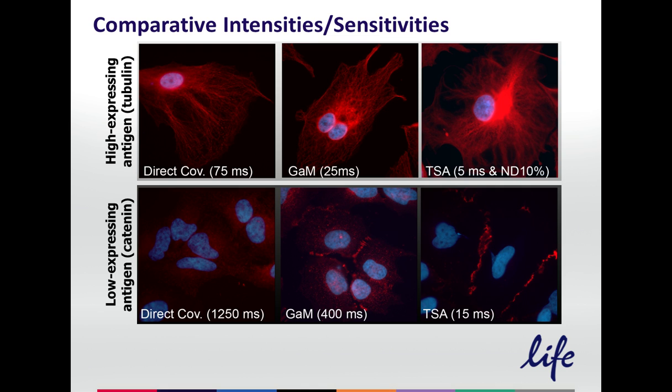So in the case of alpha-catenin, an amplification technique such as TSA or maybe Avidin-Biotin detection is the way that you would want to go. Whereas with a high-expressing target like tubulin, a standard secondary is probably most commonly used.